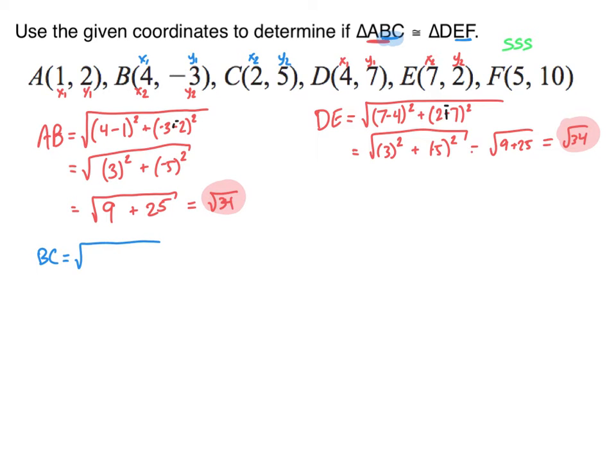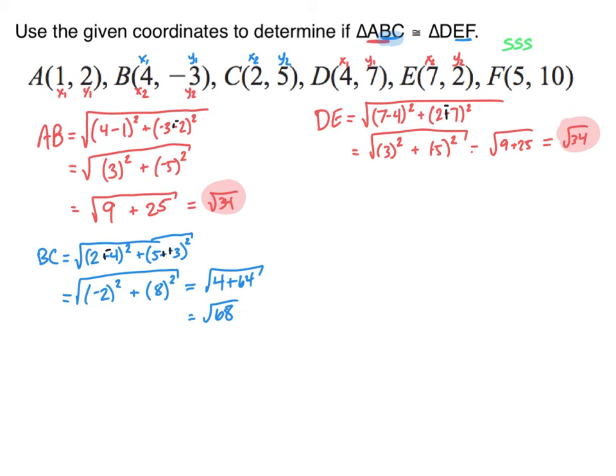So BC is going to be the square root of 2 minus 4 squared plus 5 minus negative 3 squared, all over that. If I again add the opposite there and add the opposite there, 2 plus negative 4 is negative 2 squared plus 5 plus 3 is now 8 squared. Square root of all that. Well, that's going to be 4 plus 64, and that is the square root of 68. Again, you can turn that into a decimal if you'd like to. I'm just going to leave it as that for now.